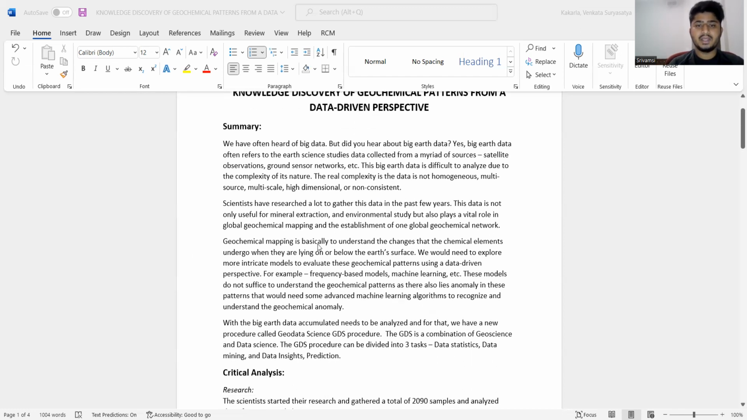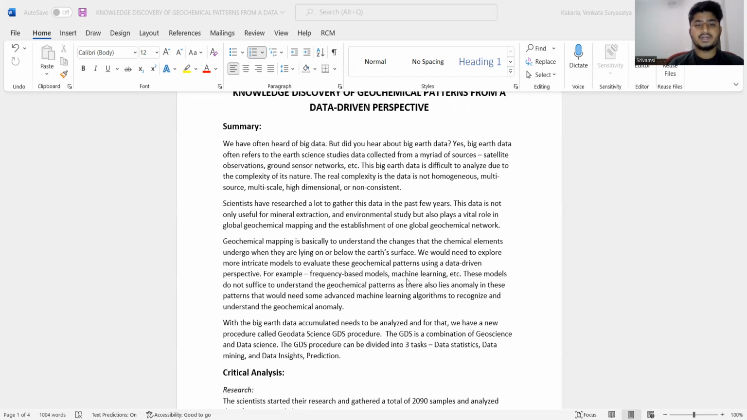Here, geochemical mapping is basically to understand the changes that chemical elements undergo when they are lying on or below the Earth's surface. We would need to explore more indirect models to evaluate these geochemical patterns using a data-driven perspective, for example, frequency-based models, machine learning, etc.